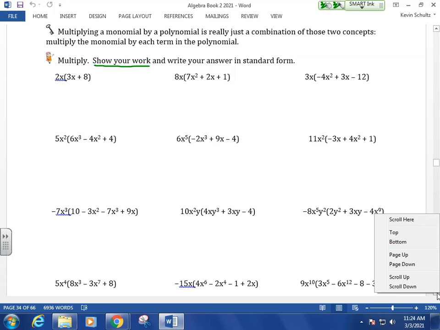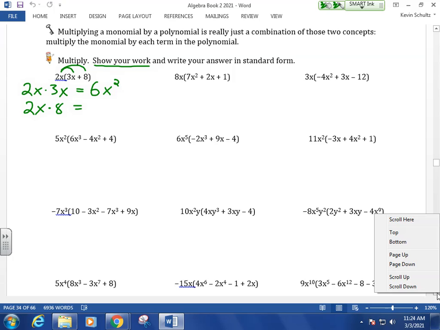But I want to see you distribute the 2x into 3x, and I want to see writing 2x times 3x and what that product is. Don't disappoint me. Don't start. What is 2x times 3x? 6x squared. Both those x's have a power of 1, and so 1 plus 1 would give us 2 x's total. And then 2x times 8.